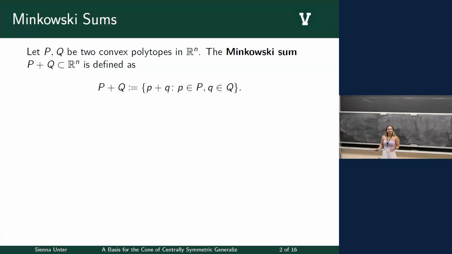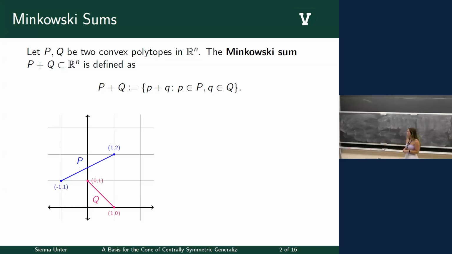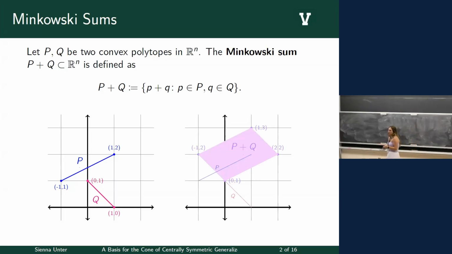So just a quick review, what is the Minkowski sum of polytopes? If I have two convex polytopes, the Minkowski sum is just pointwise addition for every single point in each of the polytopes. So for example, very basic, two line segments in R2. The Minkowski sum ends up being this quadrilateral. You can see that P basically just got translated upwards by this vertex of Q, and got translated over by this vertex of Q, and then the convex hull of all those points gives the Minkowski sum.